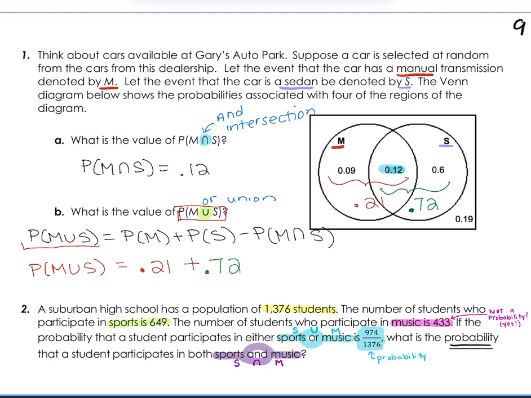And now we need to subtract the intersection, which we don't need to calculate anything for. The intersection is just that 0.12. So take a second, guys, and now we're just putting this all in the calculator, and that will tell us the union. You should get 0.81. So there is an 81% chance that the car that is picked at random is either a manual or a sedan. So that is very likely.